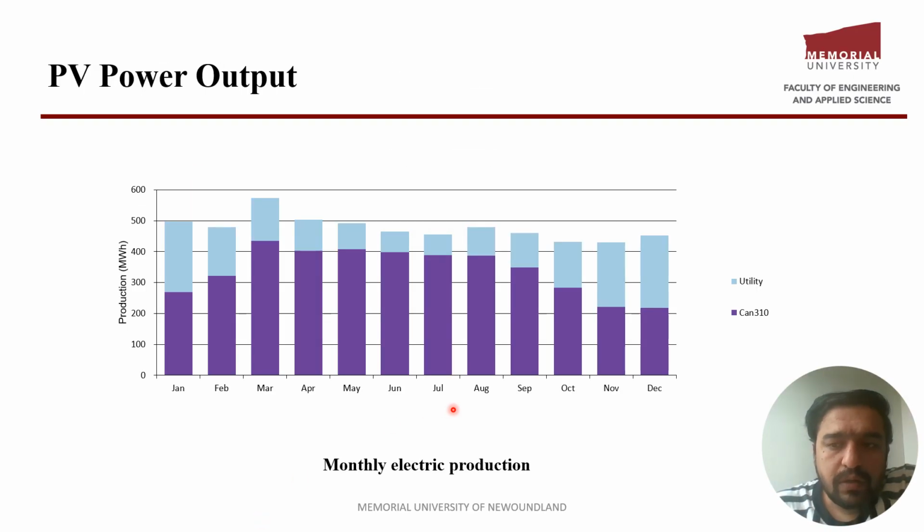This graph shows the simulated power output from the PV arrays. As expected, output varies throughout the year due to changes in solar irradiance and weather conditions. Summer months yield the highest output, while the winter months produce less due to short daylight hours.